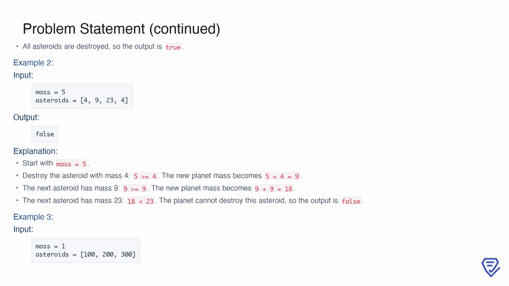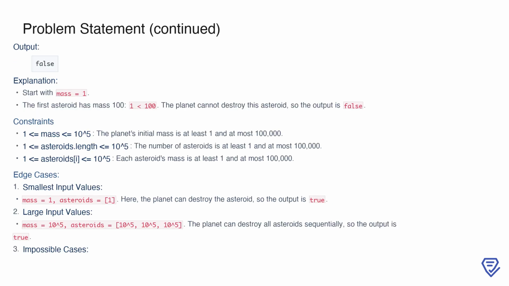It then destroys the next asteroid, which also has a mass of 9, bringing the planet's mass to 18. However, when it encounters the asteroid with mass 23, the planet's mass is no longer sufficient to destroy it, as 18 is less than 23. At this point, the planet cannot proceed further, so the output is false. This example demonstrates how the planet's inability to destroy even one asteroid results in a failure to destroy the entire array. Here's a third example to illustrate an edge case.